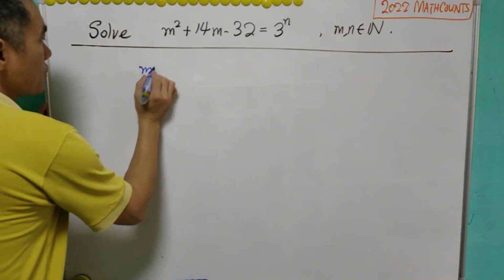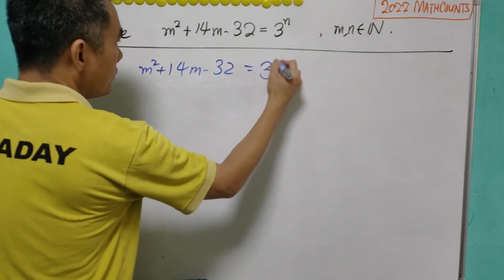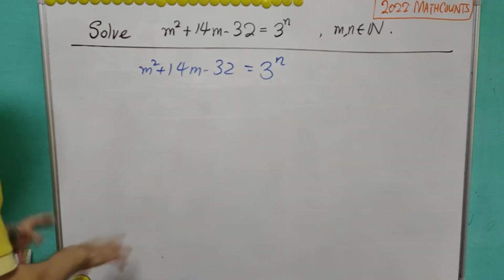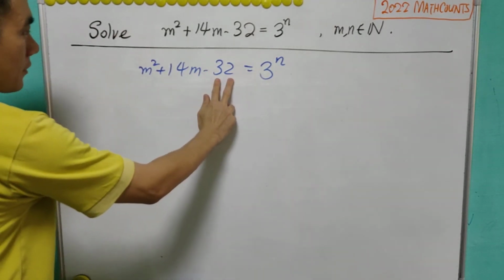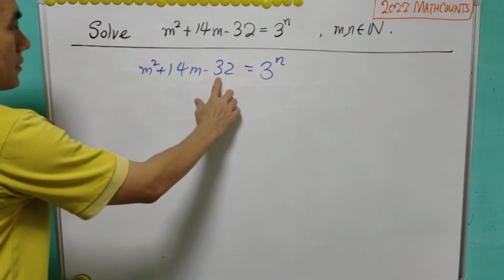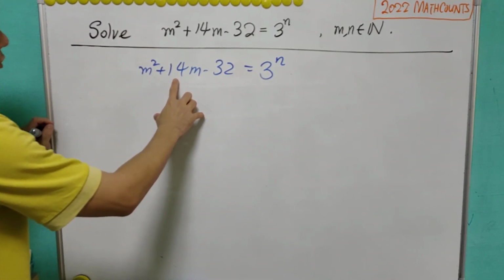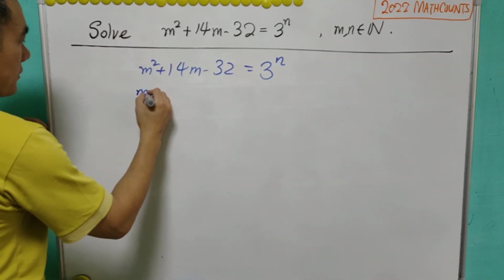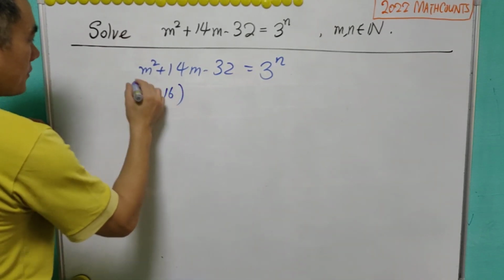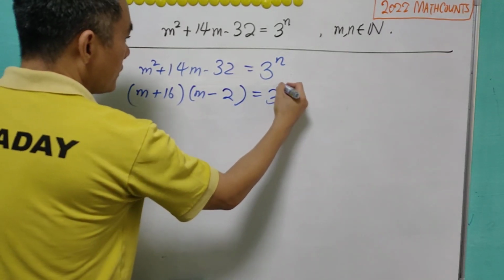So, from m squared plus 14m minus 32 equals 3 to the power n. Now, note that there's an interesting fact about 14 and 32. Because 16 times 2 is 32 and 16 minus 2 equals 14. So this suggests that this can be factorized as (m plus 16)(m minus 2) equals 3 to the power n.